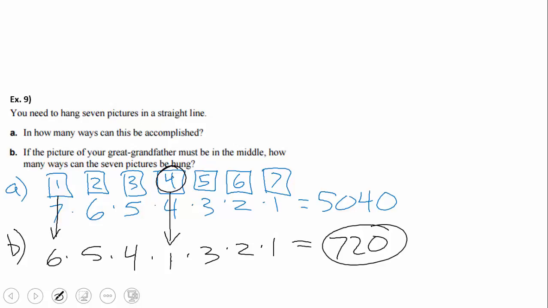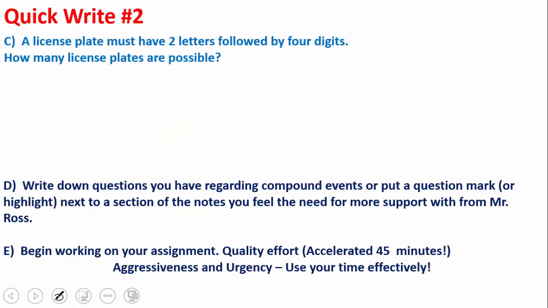By the way, this type of probability has a specific name, and we'll get to that in one of our later lessons. Ladies and gentlemen, we're done. A license plate must have 2 letters followed by 4 digits. Quick write number 2, part C says, how many license plates are possible? So, first of all, how many events? Think, how many events? And then how many outcomes for each one of those events?